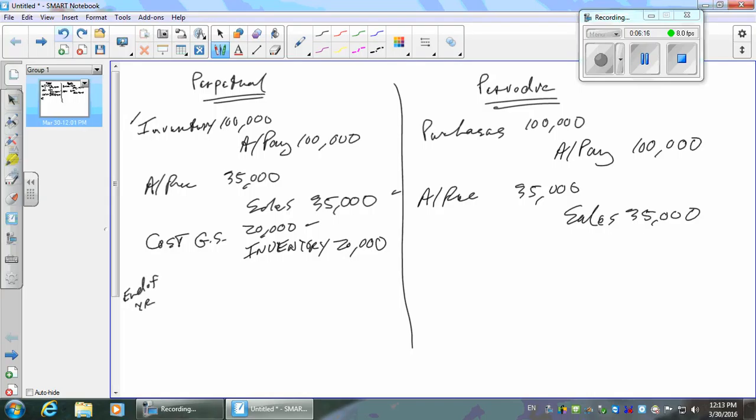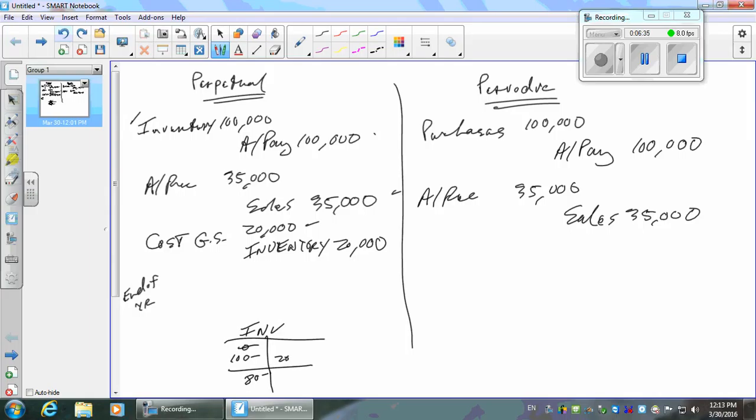Okay, I do that count, and I expect to have how much left? 80, because I had 100. You think of the key account for inventory. I started with nothing, I got 100, right? And I sold 20, I expect to have 80. And that's what's in my account if it's perpetual.